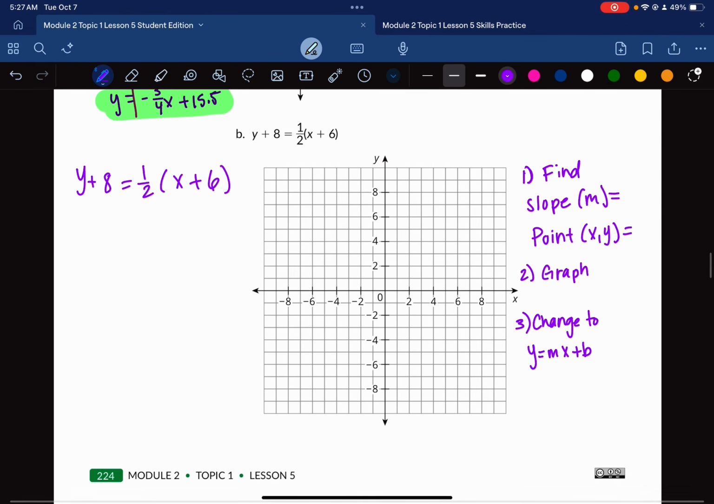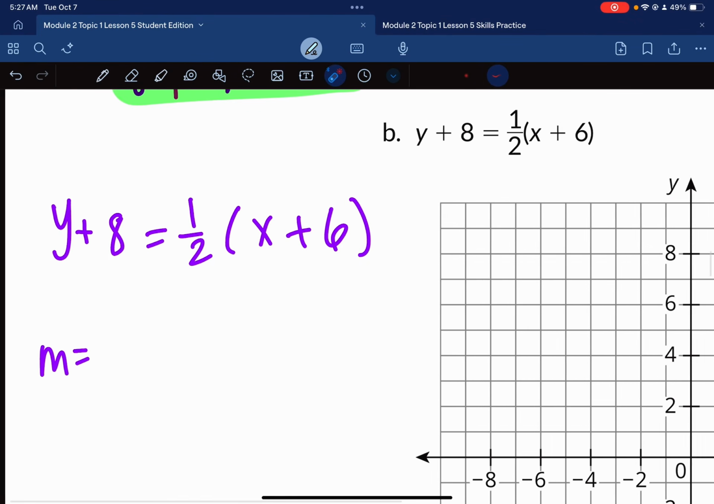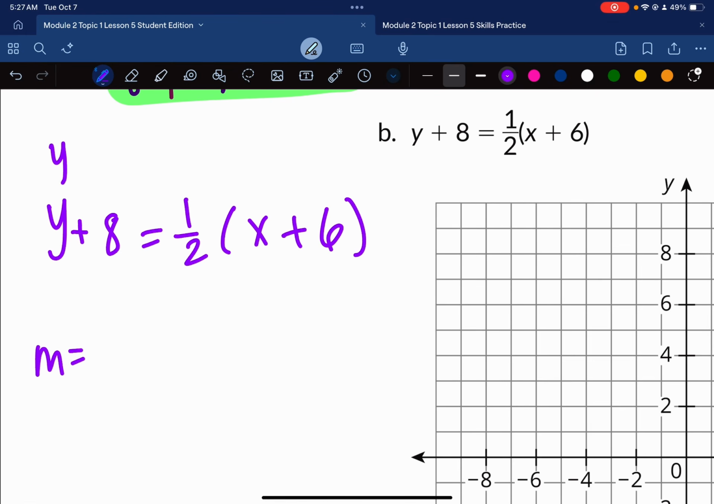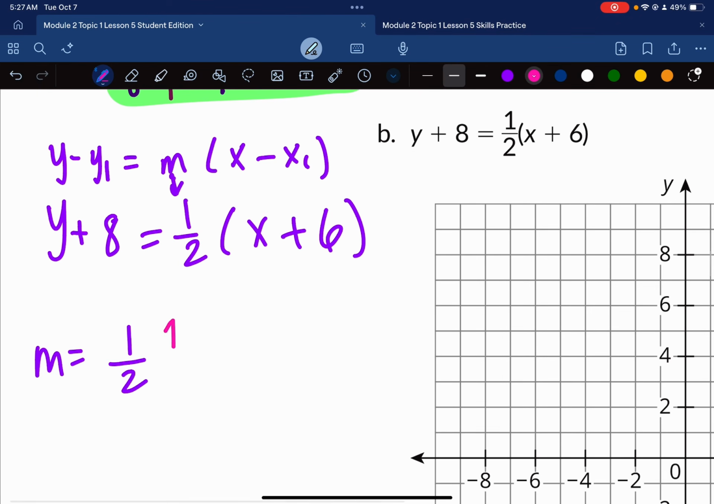So step 1 is find my slope and my point. So my m, if I'm looking just straight at my equation, remember, real quick, y minus y1 equals m parentheses x minus x1. All right, so my slope, my m is right here, and it's positive, 1/2. What does that mean directionally? Which way am I moving? +1 up top means to go up. +2 means to go right.